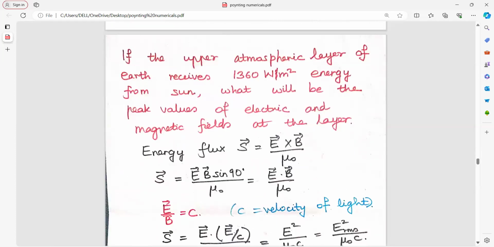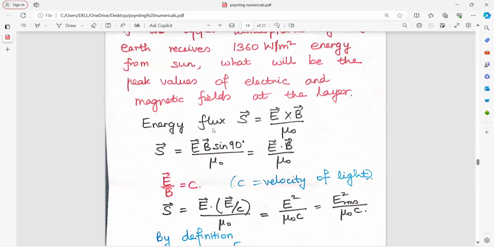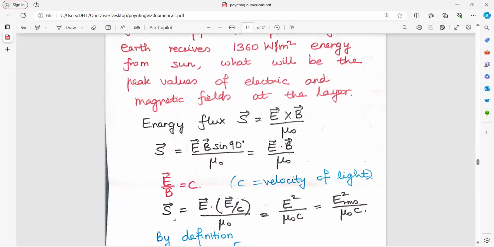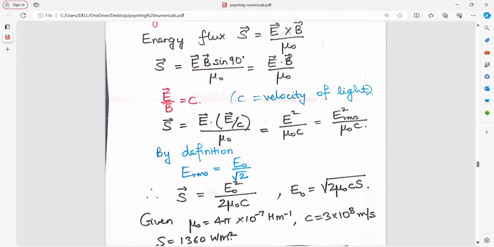If the upper atmospheric layer of Earth is receiving so much energy from sun, what will be the peak value of E and B? See, energy flux S is equal to E cross B upon mu naught. E upon B is equal to C, velocity of light. So instead of B, we can write E upon C from this formula. So this formula becomes S is equal to E square upon mu naught C. And for the root mean square value, root mean square upon mu naught C.